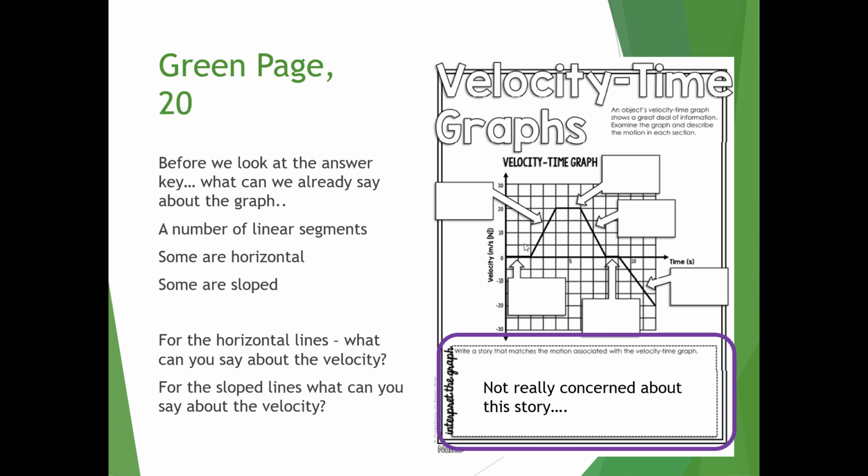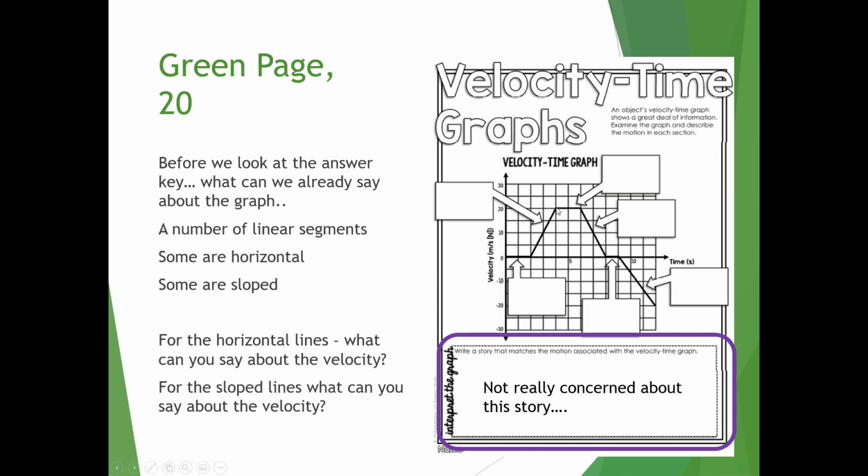So there's a few linear segments, okay? And some are horizontal, some are sloped. And for anything that is horizontal, what can we say about the velocity? So take a look at this one. The velocity is 0, and then later on it's 0, and then later on it's 0. So what does that tell you about the motion of the object? Hopefully you remember that it means that it's at rest.